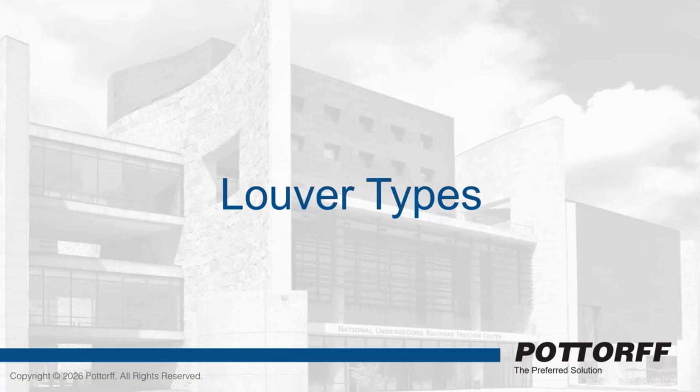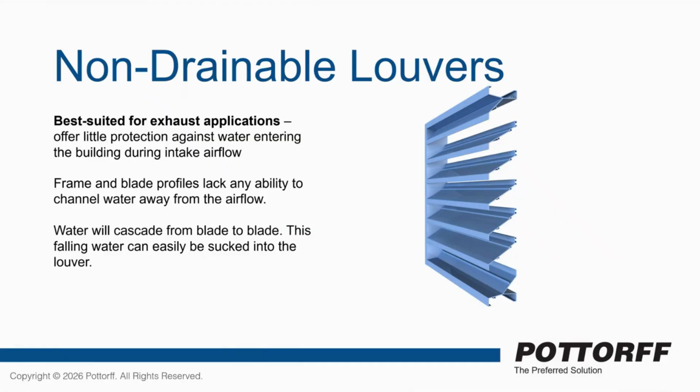And then I was mentioning sort of a non-drainable, a drainable type, a wind and rain type. Let's go into some of what we'll call the broader categories, especially as you'll see on our website, as to how we're going to break these down. Starting off with non-drainable louvers, this is probably one of the most basic louvers that you'll see right here. Best suited for exhaust applications where water entering the building isn't the highest concern usually.